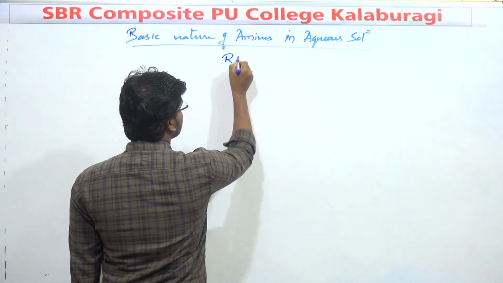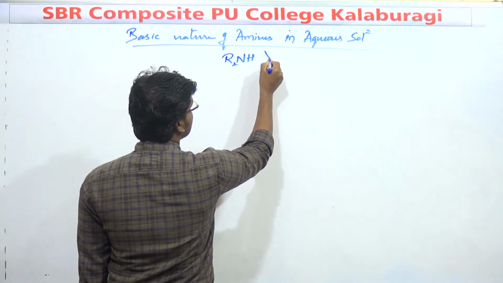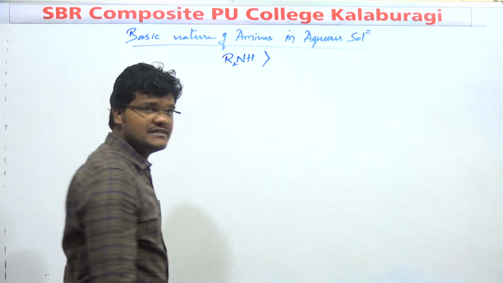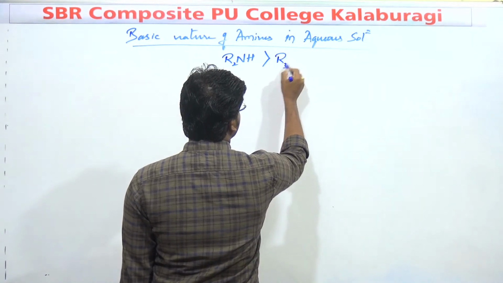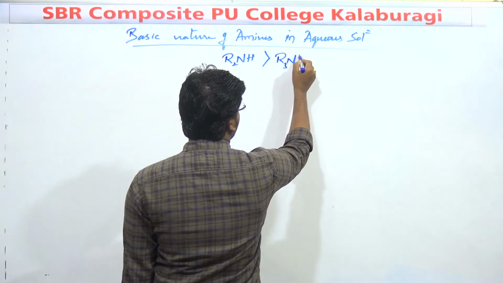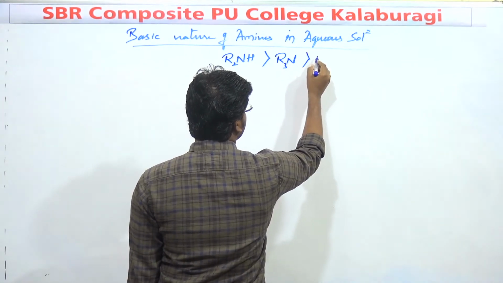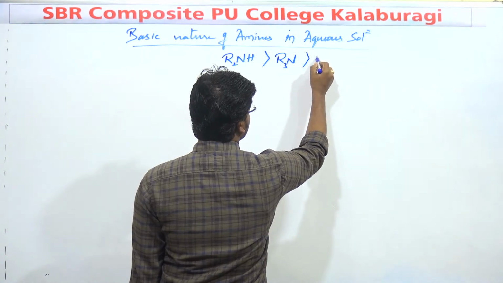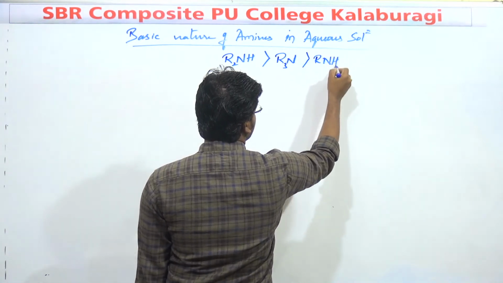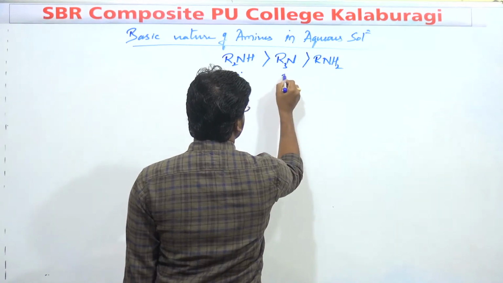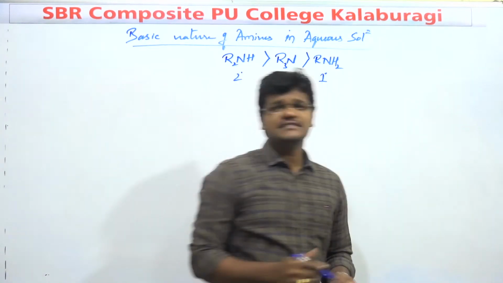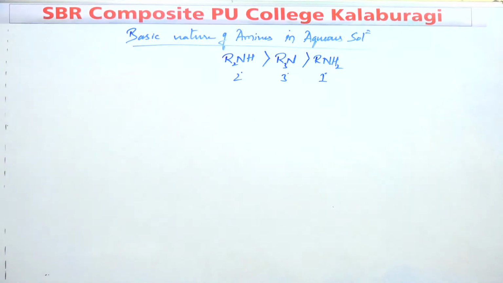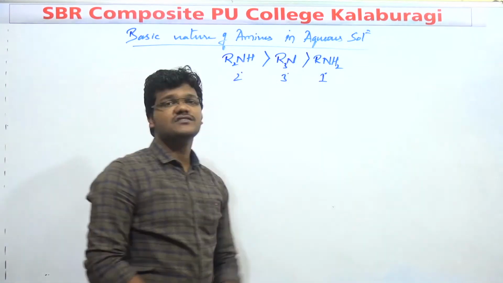Here comes secondary, R2NH, which is most basic. Then tertiary, and then primary, R and H2. So secondary, tertiary, and primary is the order of basic nature of amines in aqueous solution.